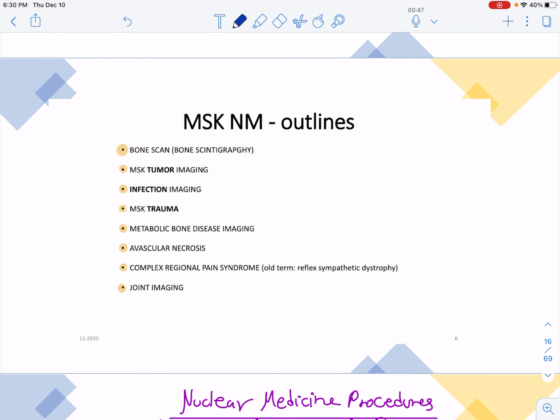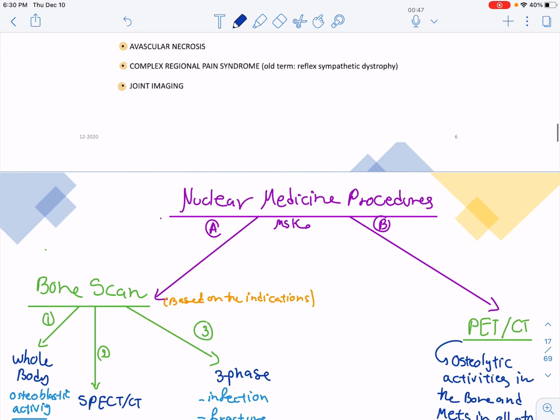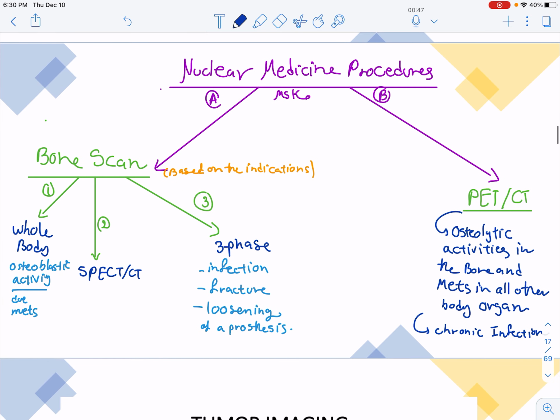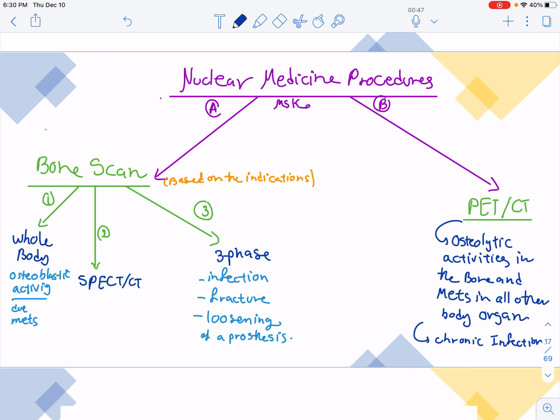Okay, and here we are talking about the outlines. So we can image tumor, infection, trauma, metabolic bone diseases, avascular necrosis, complex regional pain syndrome, and joint imaging. So I made a little diagram. In nuclear medicine procedures, there is a bone scan, and the bone scan is divided into whole body, SPECT CT, and 3 phase. Okay, because now we will go over many diseases and different conditions, so put this in your mind.